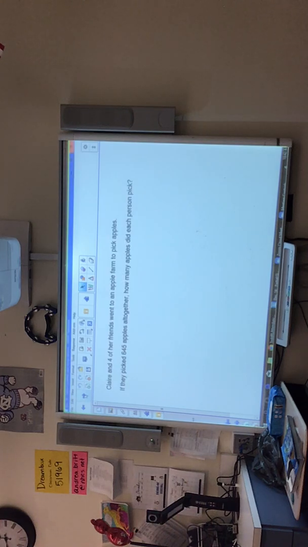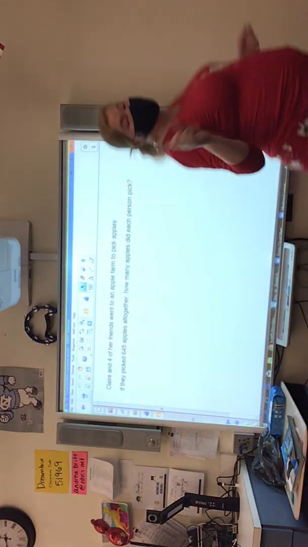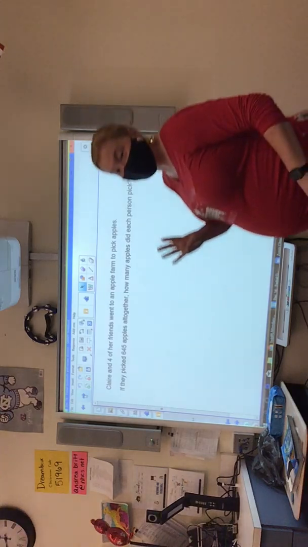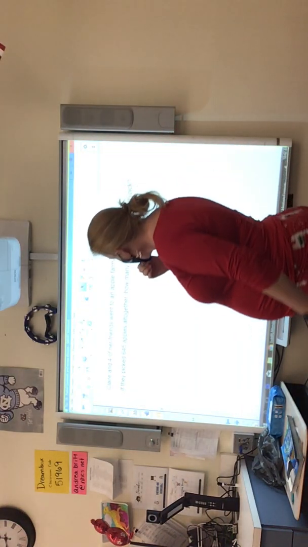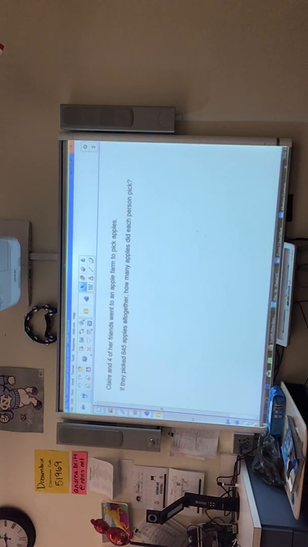Claire and 4 of her friends went to an apple farm to pick apples. Pay attention to how many people that is. Claire and 4 of her friends. How many people is that? 5 people, because it's Claire plus her 4 friends, so that makes 5. If they picked 645 apples all together, how many apples did each person pick?